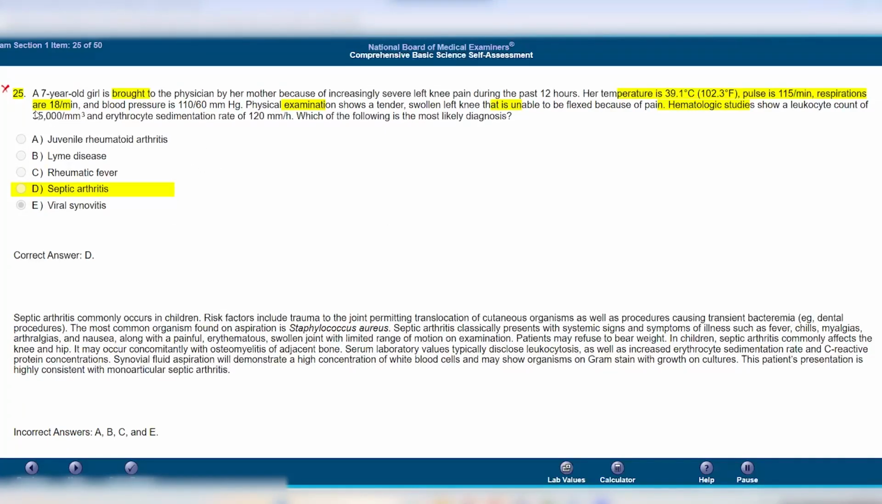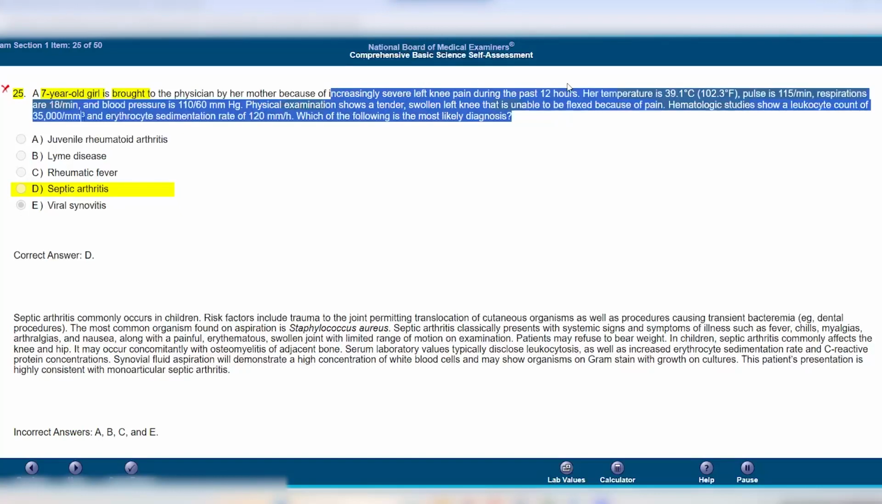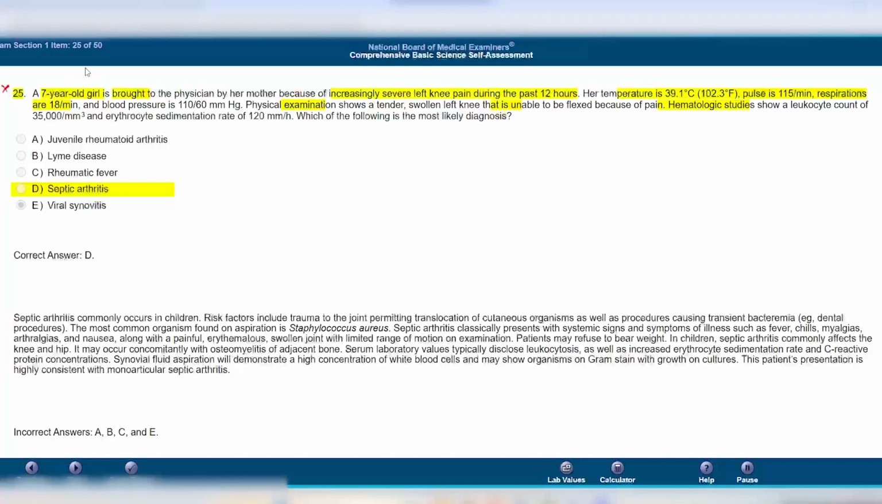I'm going to keep doing this repetitively, because you might be tired of my voice, but I'm trying to get you into a habit. What is the most likely diagnosis? Read through this. I'm thinking infectious in nature. A 7-year-old girl is brought to the physician because of increasingly severe pain during the past 12 hours. So I know it's a pediatric patient and an acute issue. Left knee pain for the last 12 hours. Temp is 102.3, so high fever. In my mind, it's infectious in nature until proven otherwise from a test taking standpoint.